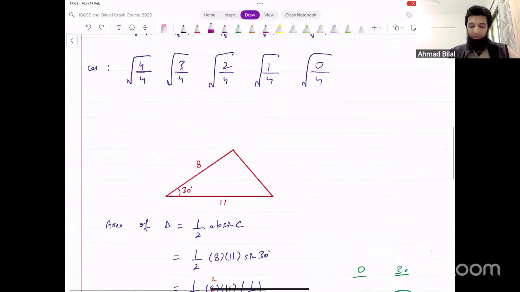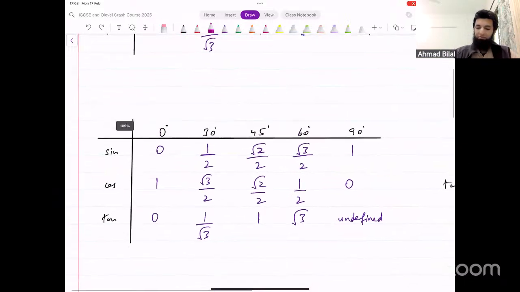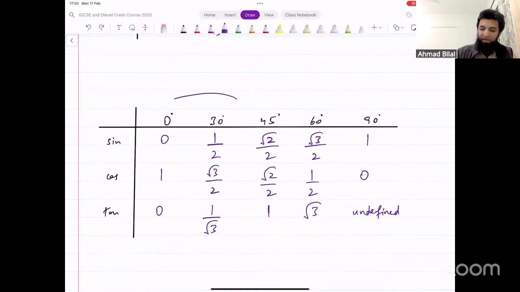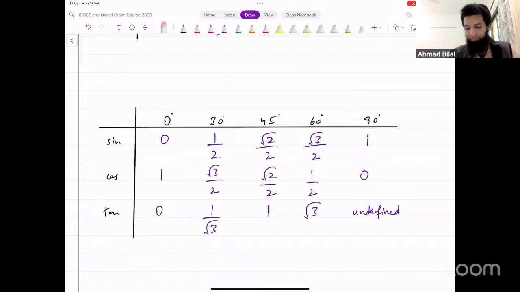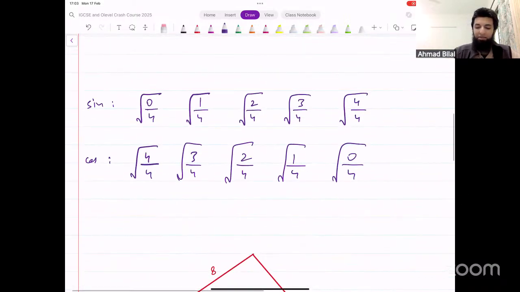You need to be able to write down sine, cos, and tan of all of these values directly. All right, and I told you the way to remember them. For sine, you write down numbers like this: 0, 1, 2, 3, 4. Divide them by 4, take square root. For cos, you write numbers in the opposite order: 4, 3, 2, 1, 0. Divide each of them by 4 and take square root. For tan, you do sine over cos.